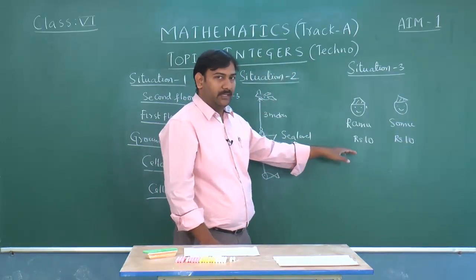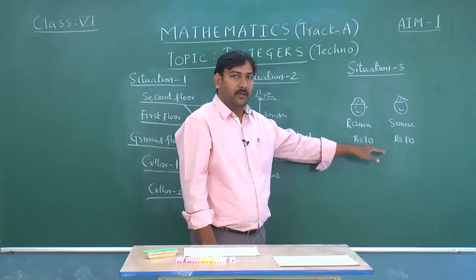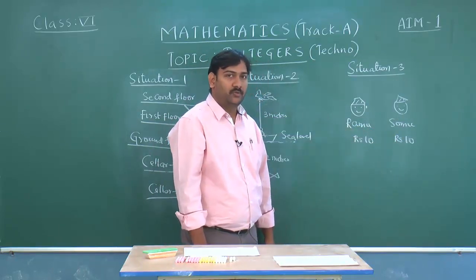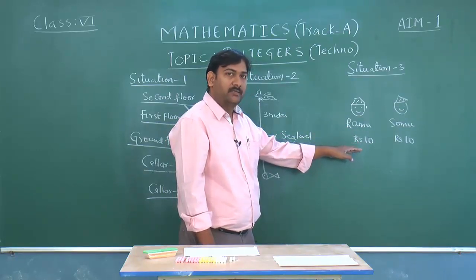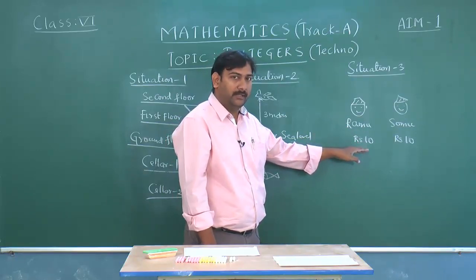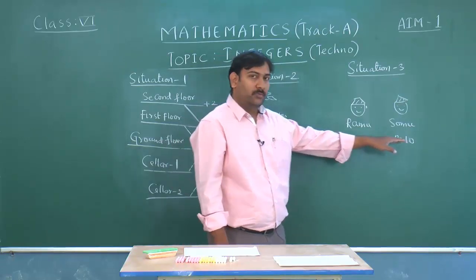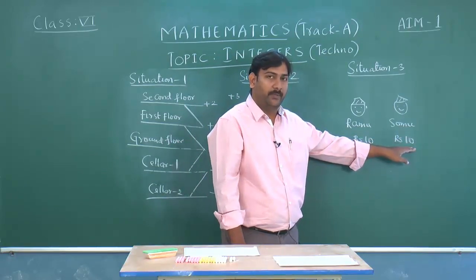Ramu has 10 rupees in his hand. Somu also has 10 rupees in his hand. Now, the situation is Ramu wants to purchase 2 pens in the initial stage, but as soon as he has seen the pens, he liked the pens, so he wants to purchase 3. Whereas Somu didn't like the pen, so he just wants to buy only 1 pen.